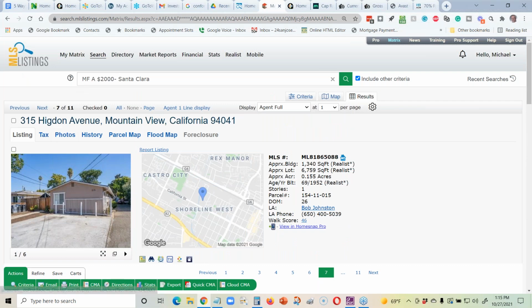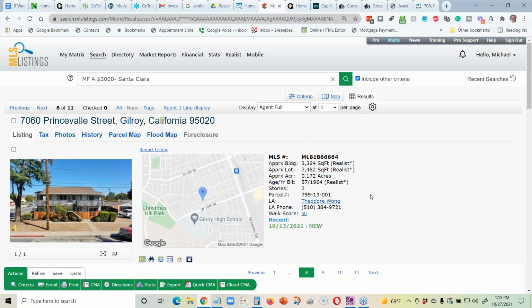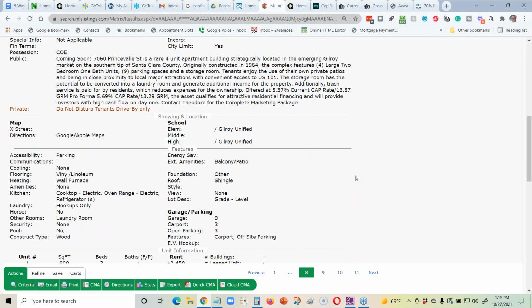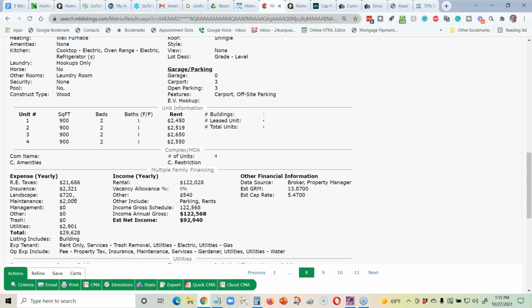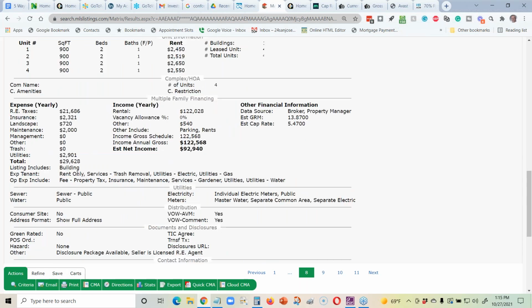Let's see what else we've got. All right, just to take a look at these, here's another beauty. Do not disturb tenants. Here they're telling us a little bit better. Notice how this one, they've given us expenses: landscaping, maintenance, the taxes, which of course is going to change. One of the things that I look at is rent only, trash removal, utilities, electric utilities, and gas. So the operating expenses include property tax, insurance, maintenance services, gardeners, utilities, water, and things like that. That gives us estimates for those.